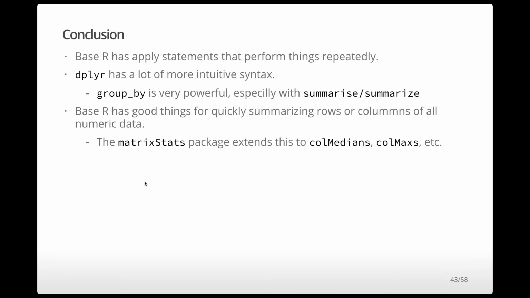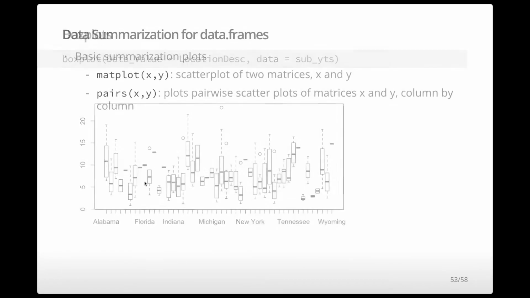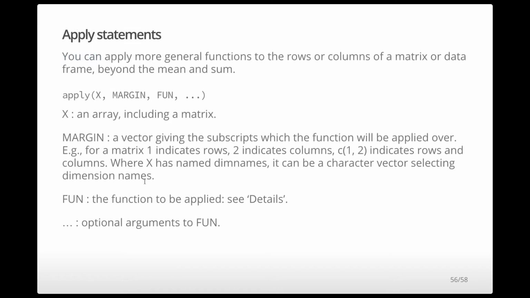But if you're starting out and not used to dollar signs yet, and you want to get something done quickly and visualize data, qplot is really great for that. MatrixStats has some extensions for some of the things you want to do. If you like colMeans and rowMeans and want to do column or row operations, MatrixStats is a good package for that. As for plots, if you want to see how it's done in base R, there are slides later in the deck.